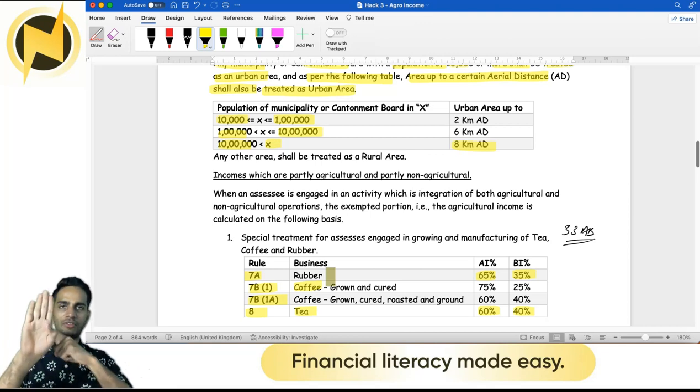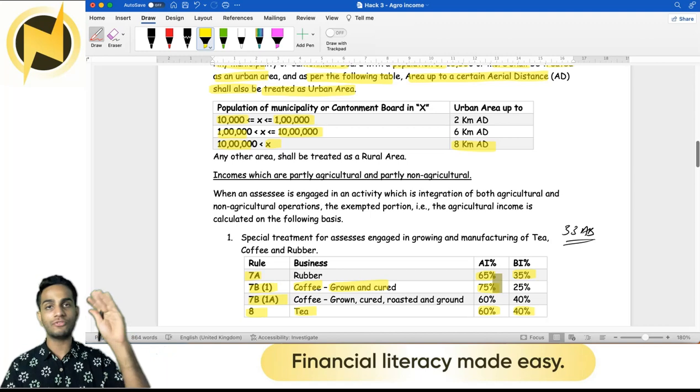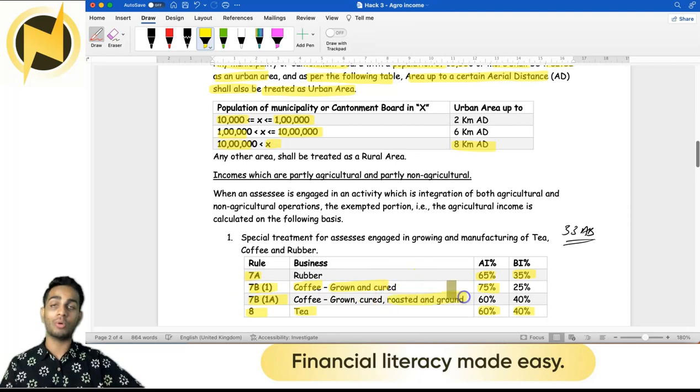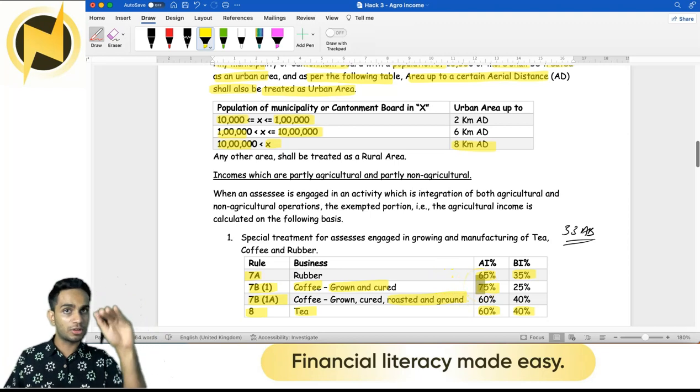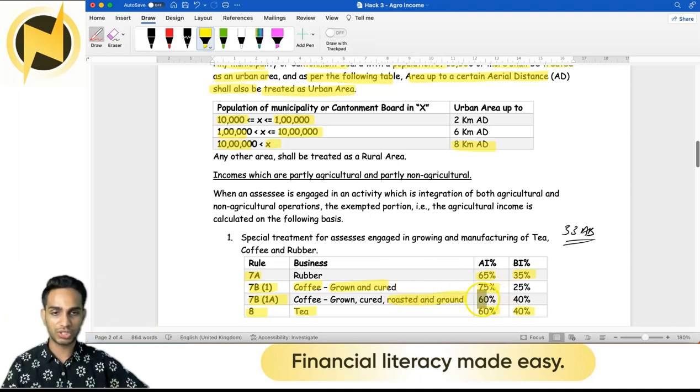So here the share of industrial income should be more. Correct? Yes? But here the share of industrial income should be less. So keep that in mind and come. So if coffee is grown and cured, then the majority of the income, 3/4 of the income, 75% of the income is agriculture. Don't pay tax on it. Whereas if it's grown, cured, roasted, ground, powdered and chicory added, whatnot, then this agriculture portion will come down. Non-agriculture will go up. 75 comes down to 60, 25 goes up to 40.